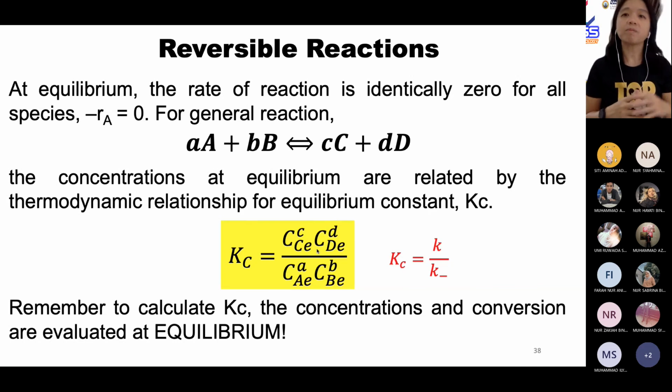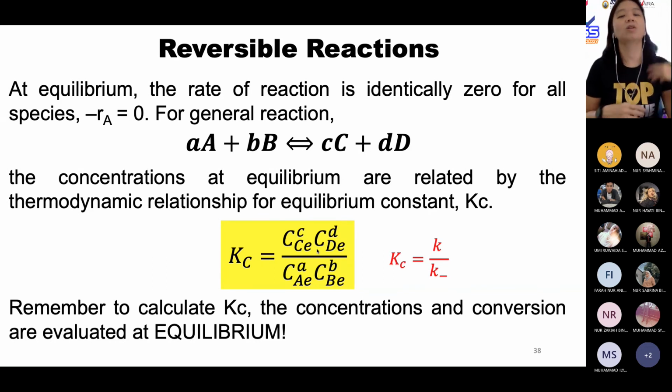Okay, so then sama concentration of your reactant A and B, subscript E to show that is at equilibrium. Power of your stoichiometric coefficient again for A, for B. Okay, so katakan tindak balas dia 1A, 1B. So it becomes CA power of 1 at equilibrium, CB power of 1 at equilibrium. Okay, so this is how we calculate equilibrium constant.